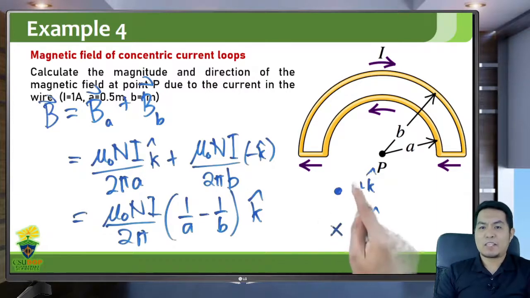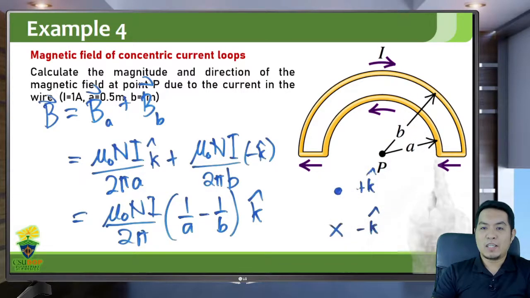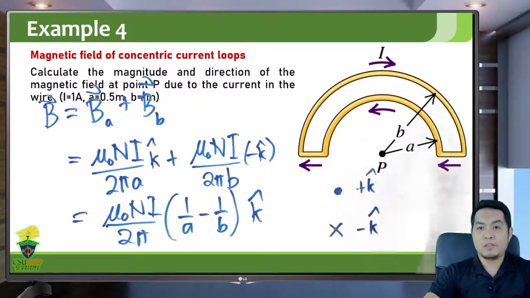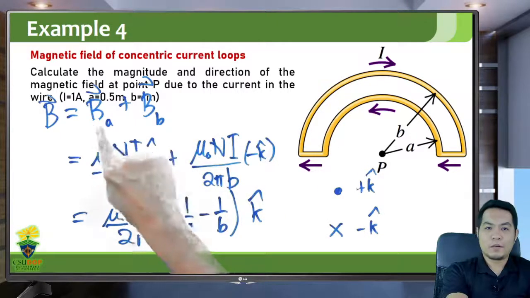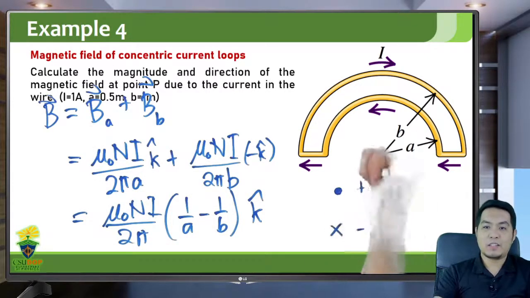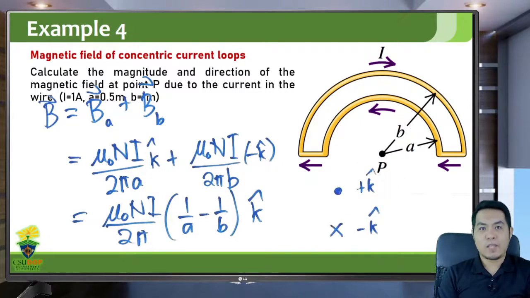And it makes sense because loop A has a much smaller radius, and is closer to point P as compared to the larger loop. So substitute all of the given values and you will get your magnetic field at point P, which is directed out of the page, or out of the plane.